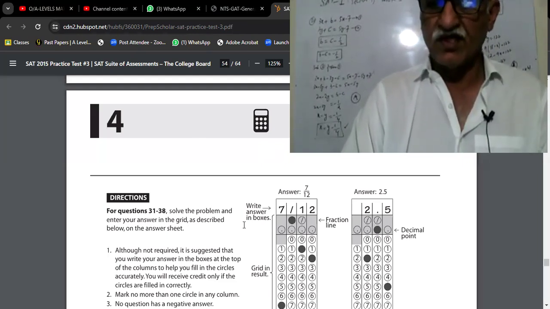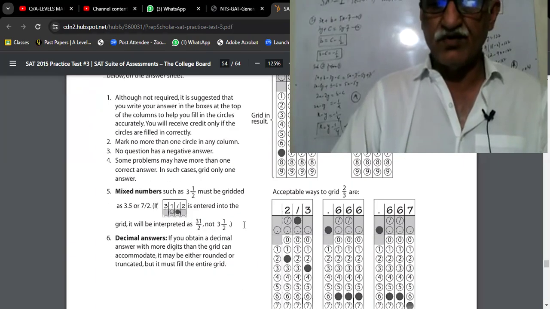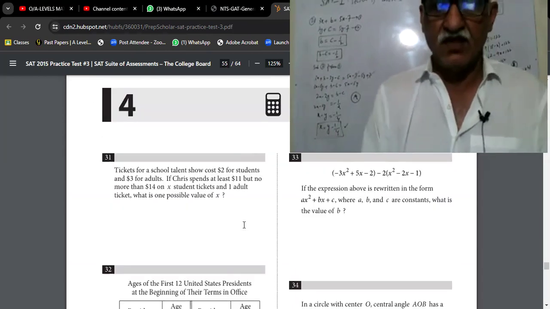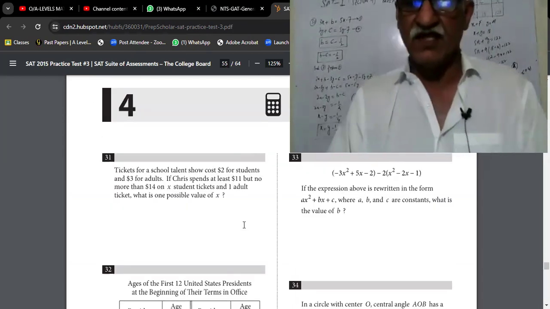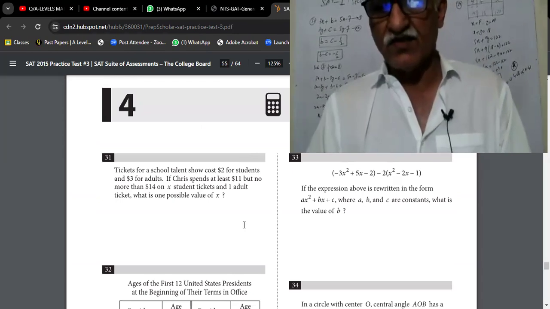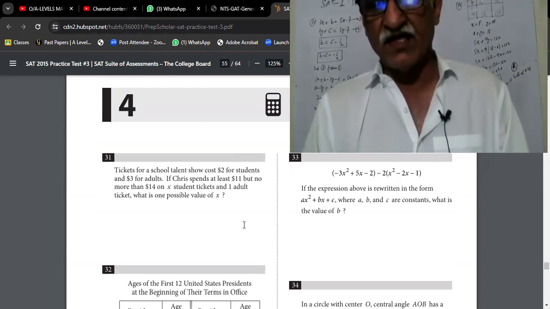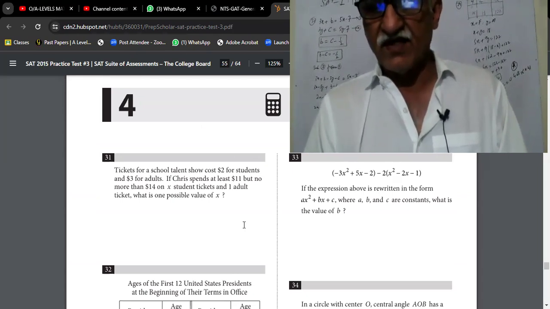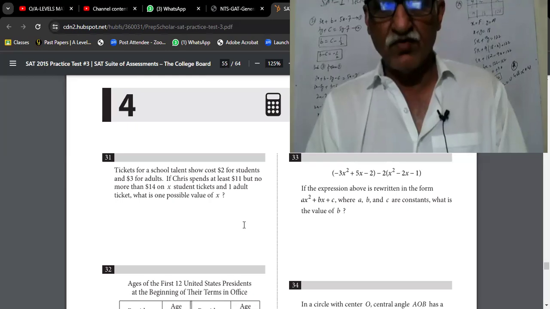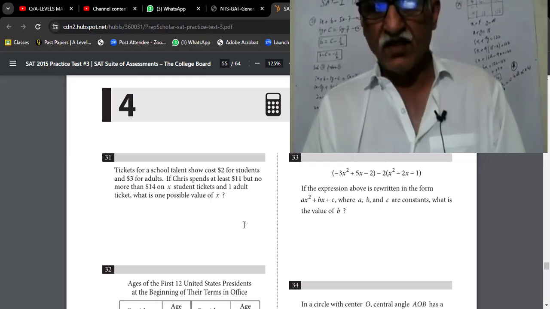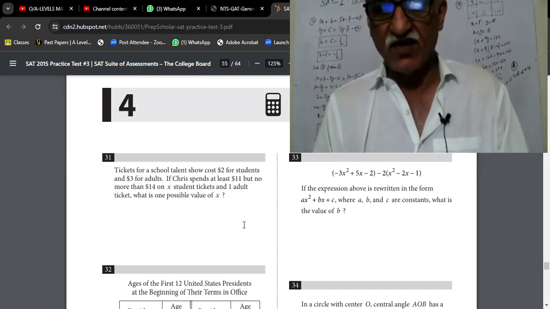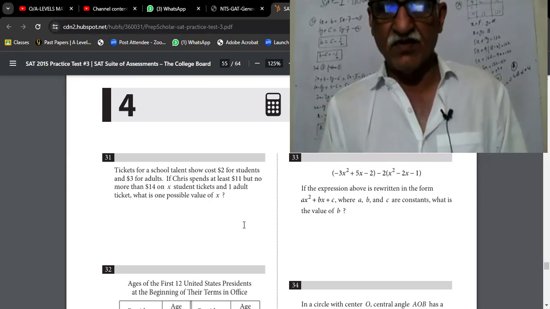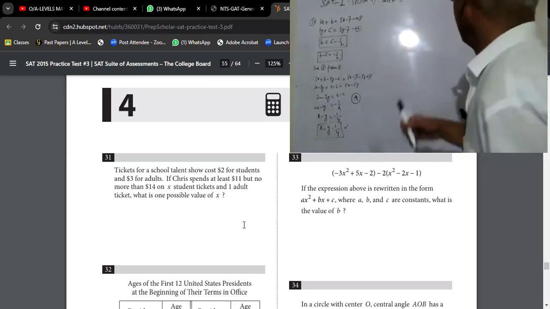So we can show it on the grid. The instructions are given to you. So question number 31: tickets to the school talent show cost $2 for students and $3 for adults. If Chris spends at least $11 but no more than $14 on x student tickets and one adult ticket, then what are the possible values of x? Question number 31.